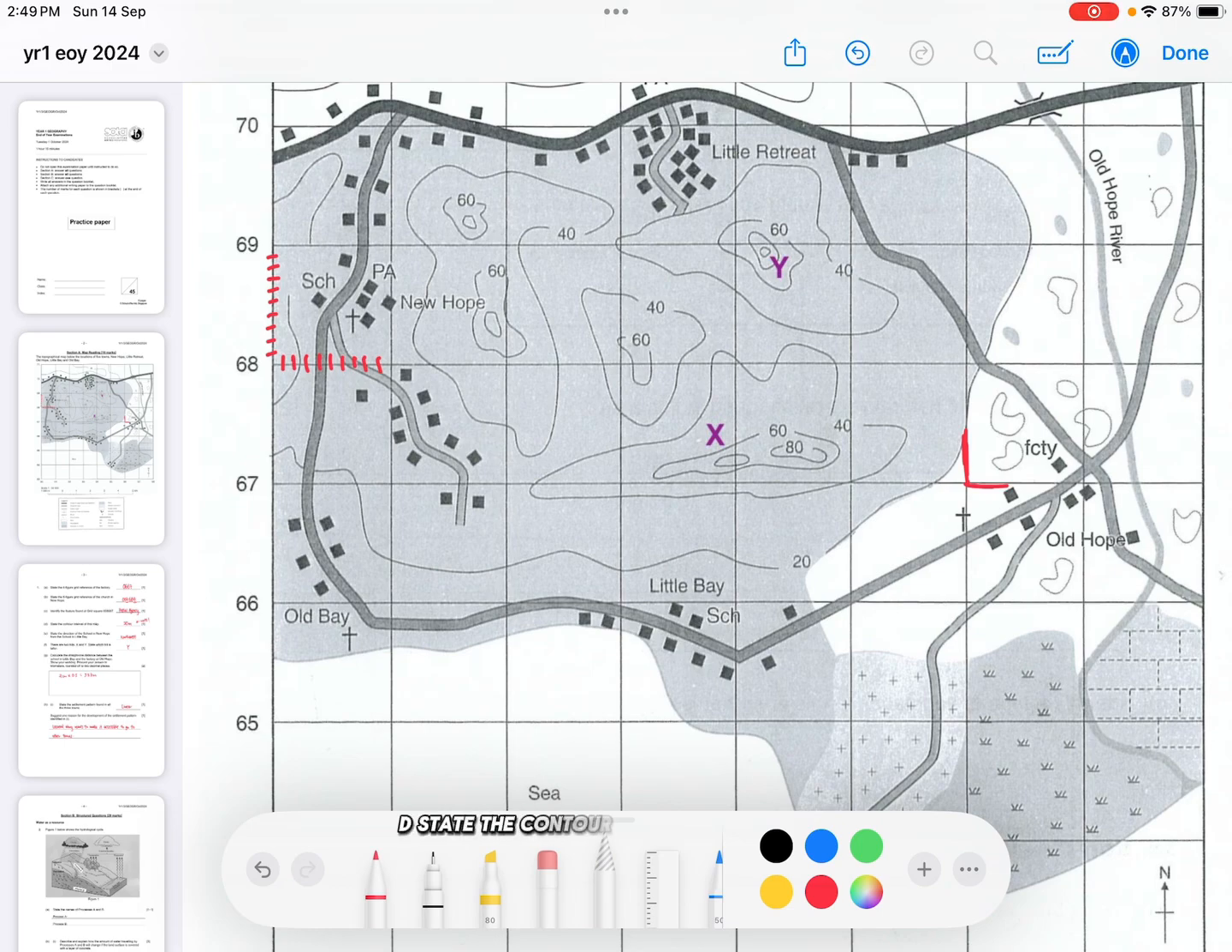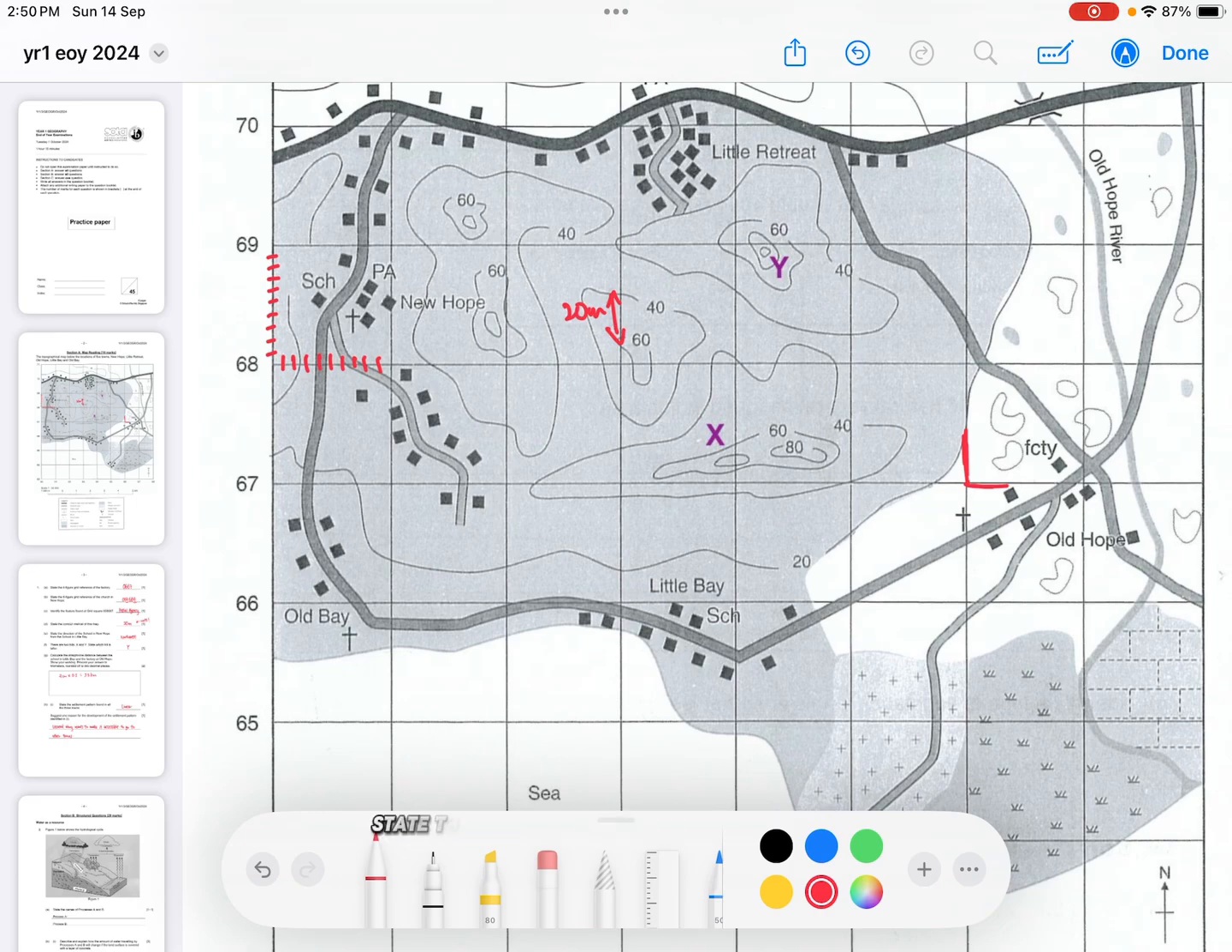D. State the contour interval of this map. The contour interval is the difference in height between two consecutive contours. Over here you see these two contour lines. One is 40, one is 60. So the difference would be 20 meters. So the contour interval will be 20 meters. Take note in the exam, if you have just written 20, you will not be awarded the mark. You need to write down the units, meters.